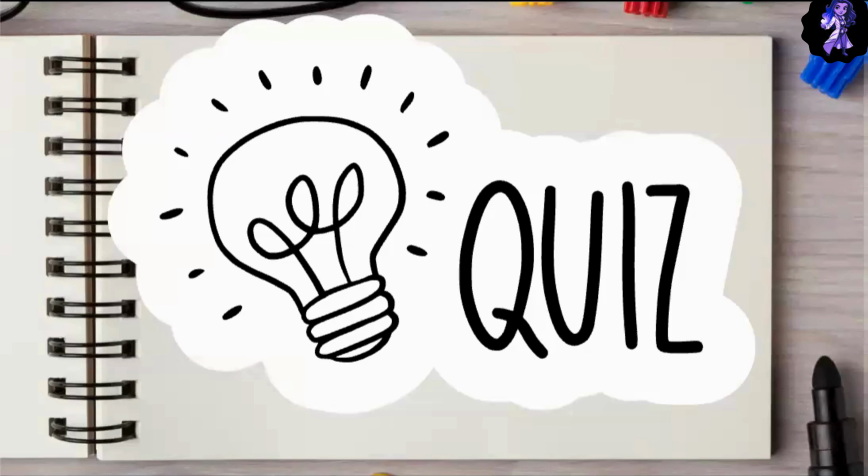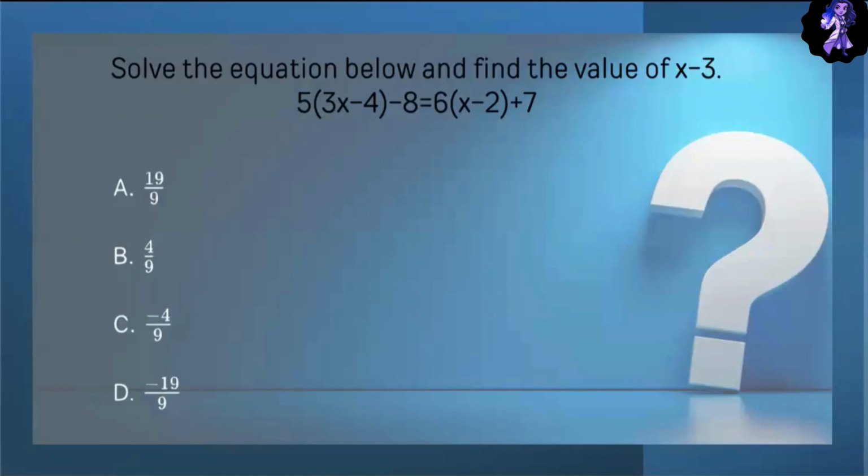Let's try to complete that together. I want you to take a moment and read the following question. Solve the equation below and find the value of x minus 3. And there is an equation listed below: 5 times the quantity 3x minus 4, minus 8, equals 6 times the quantity x minus 2, plus 7. And there are multiple choice answers here to mimic the digital SAT.